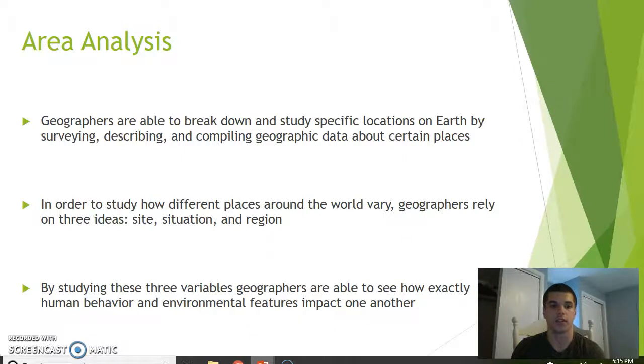Area analysis is what geographers are able to break down and study specific locations on Earth by surveying, describing, and compiling geographic data about certain places. In order to study how different places around the world vary, geographers rely on these three ideas: site, situation, and region. By studying these three variables, geographers are able to see how exactly human behavior and environmental features impact one another.